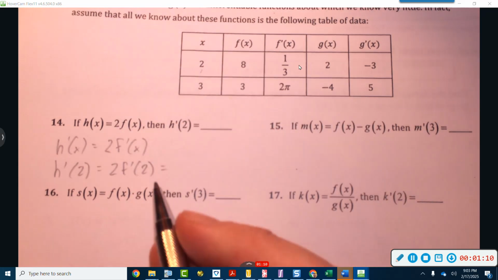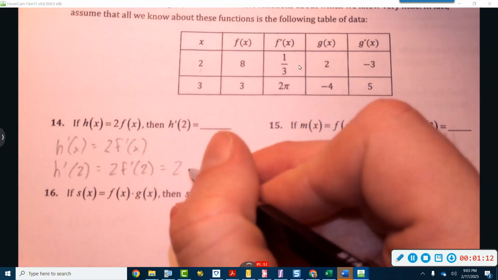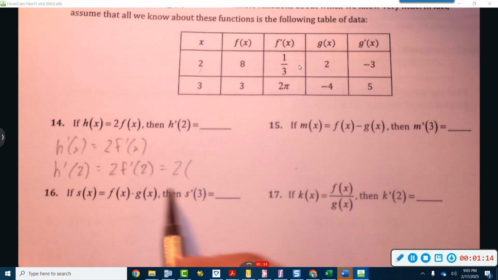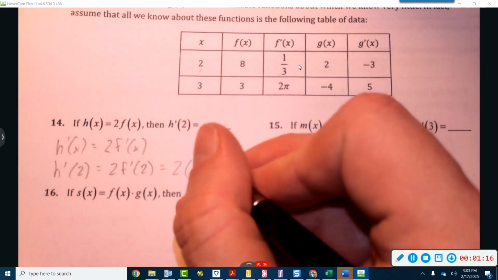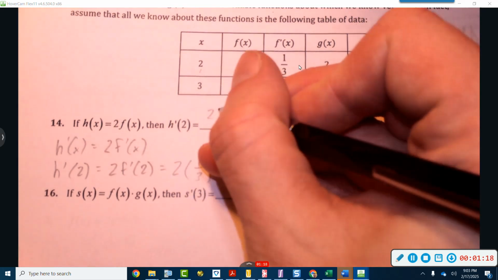Okay, and this is a plug and chug situation. What is f prime of 2? F prime of 2 is 1/3. So it looks like my answer is 2/3.